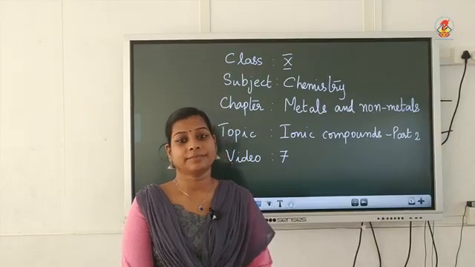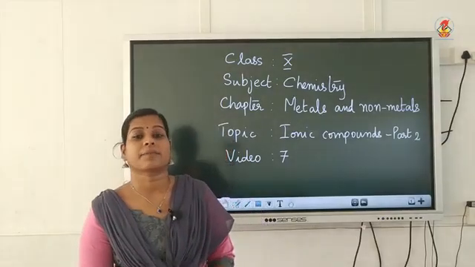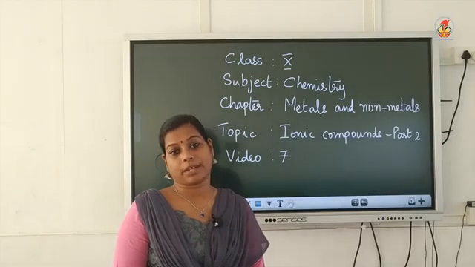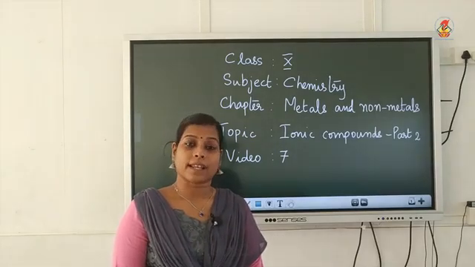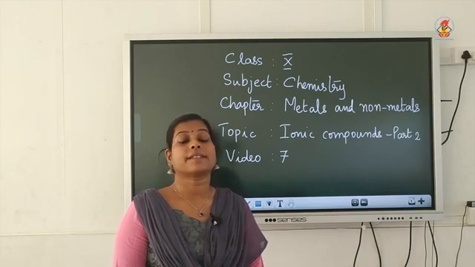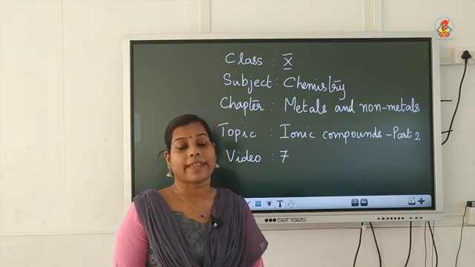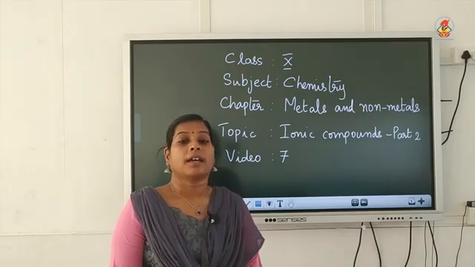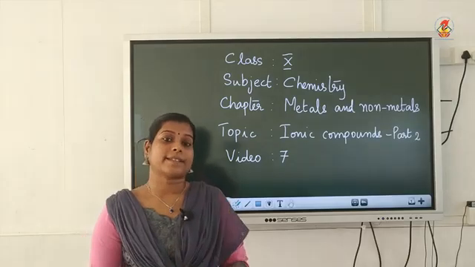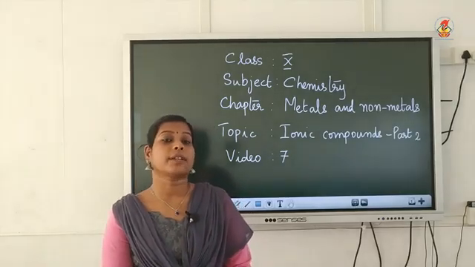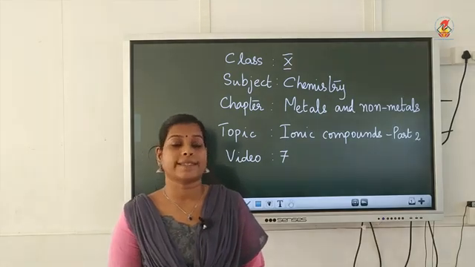Hi children. Last class we have seen how a metal and a non-metal react together. In this class we will see more about it. We have seen that sodium and chlorine react together to form sodium chloride. In the formation of sodium chloride, sodium is a metal and chlorine is a non-metal.